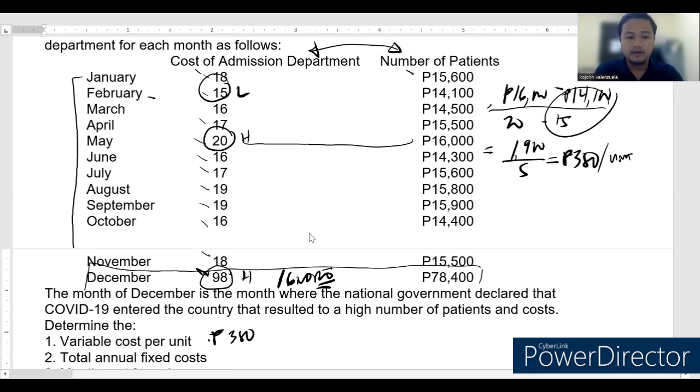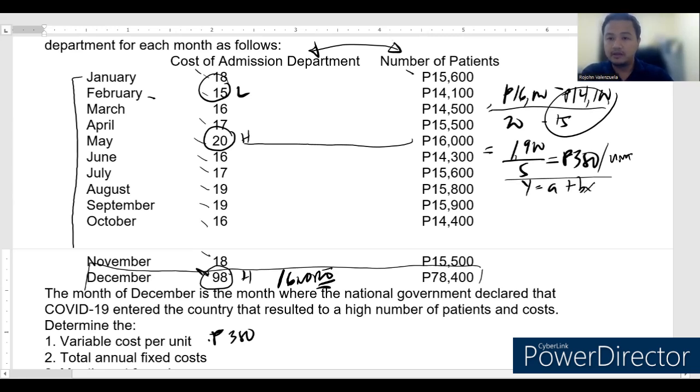Alright. Number 2, total annual fixed cost. So dahil meron na tayong variable cost per unit, we can now compute for the total fixed cost for the month. Kasi ang ginamit natin ditong value is monthly. So hindi siya yung annual. Kaya naman pili lang ulit tayo using y equals a plus bx.